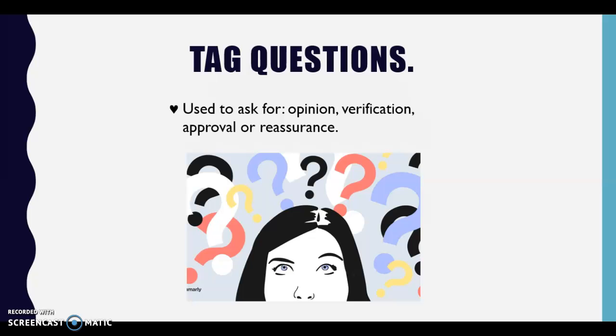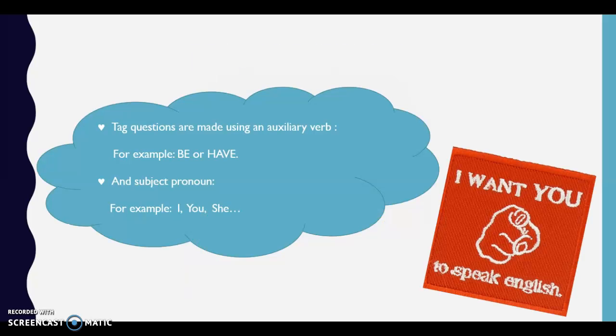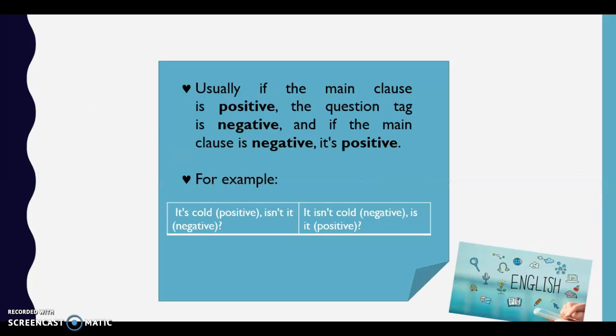The tag questions are used to ask for opinion, verification, approval, or response. Tag questions turn any statement into a question. They are often used for checking information that we think or know is true. Okay? Tag questions are made using an auxiliary verb, for example, be or have, and a subject pronoun, for example, I, you, she, they, we. Yes?